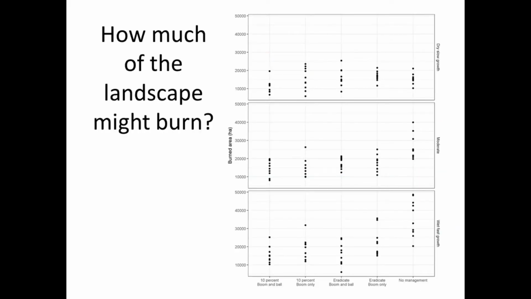The other question: how much of the landscape might burn? This is just showing the final time step for those same 5 different scenarios and how much was burned with different environmental conditions. And this last column is without management. So it looks like, at least if you're not in the dry, slow growth condition, without management you end up with more fire on the landscape generally.